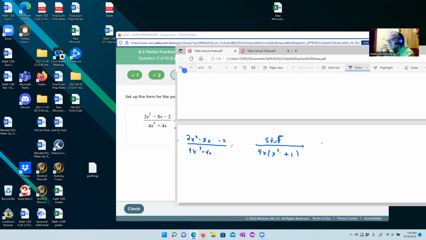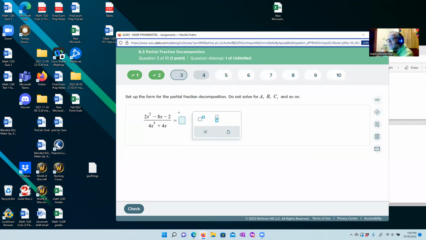The way we're going to set this up is we're going to say A over our first factor, 4x, plus, and now we have an irreducible quadratic. We need a linear term, Bx plus C, on the top here, and we have x squared plus 1. The next step would be to multiply through by the denominator so we can solve for A, B, and C.